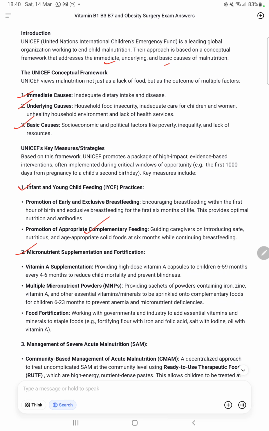Then multiple micronutrient powders, they should be given from 6 months to 23 months to prevent anemia and micronutrient deficiencies. Then food fortification, to add essential vitamins and minerals to staple food, for example iron and folic acid, salt with iodine and oil with vitamin A.